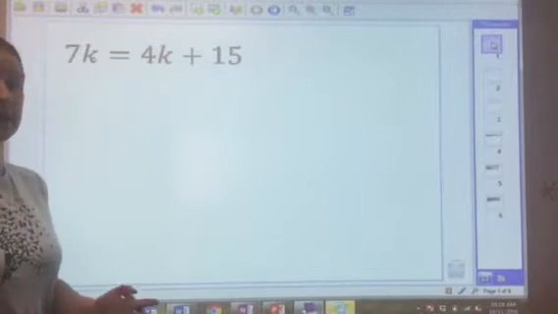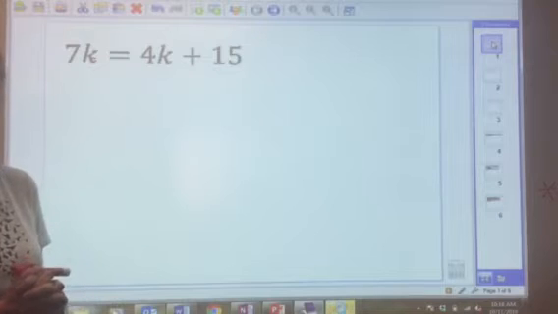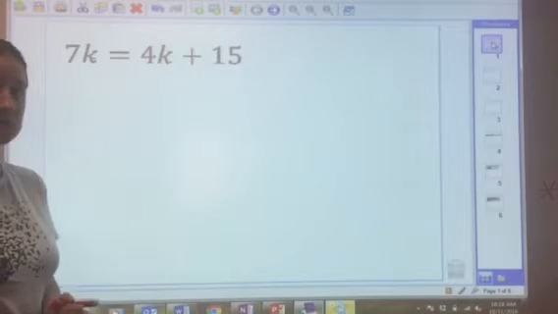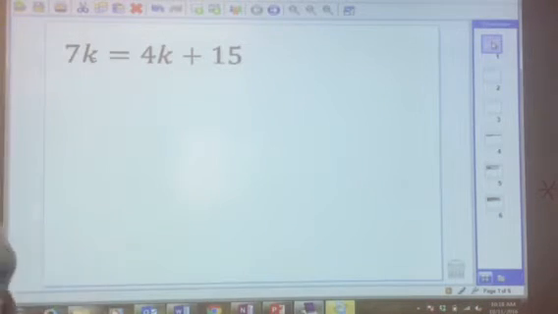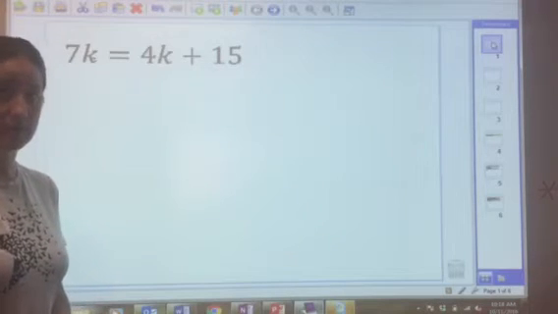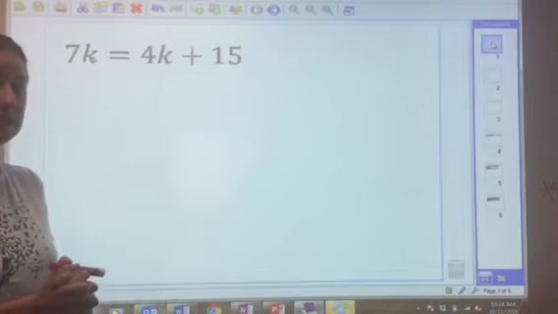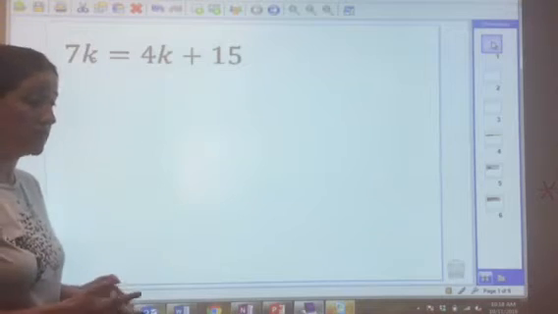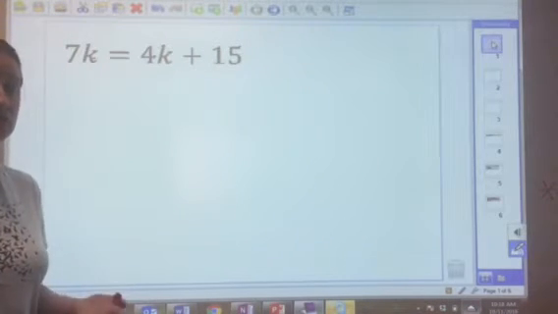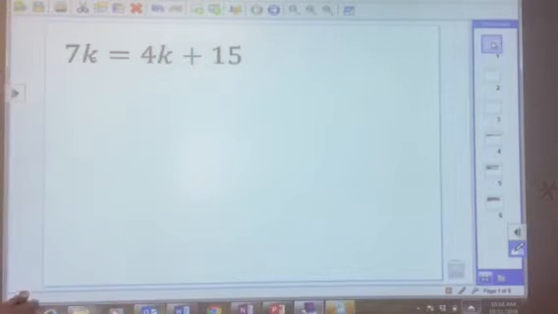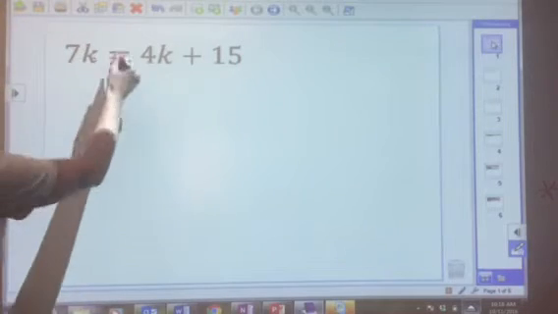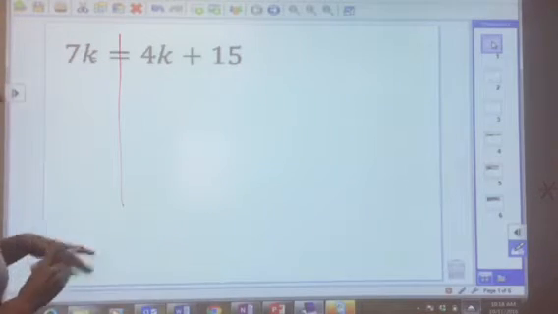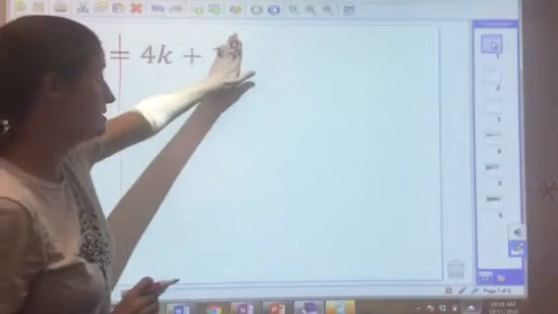Okay, now we are looking at solving equations when variables are on both sides of the equal sign. You're going to have an additional step here, and your goal is to get your variables on one side of the equal sign. And my suggestion is to do that first. So here we have a variable term, an equal sign, I can go ahead and draw my line, a variable term and a constant.